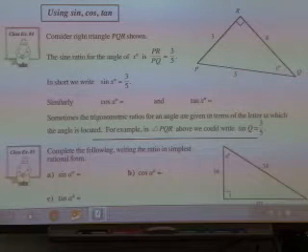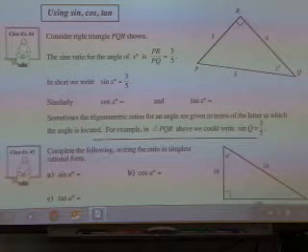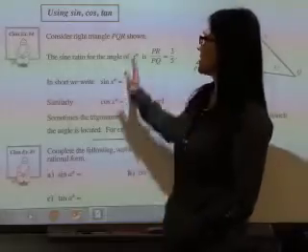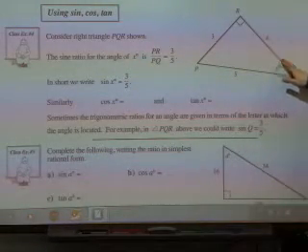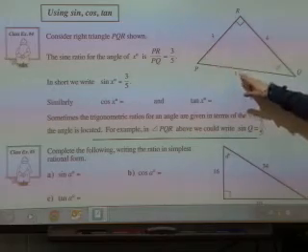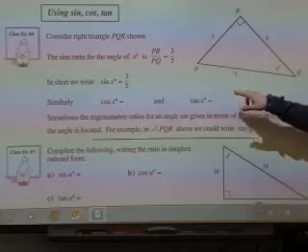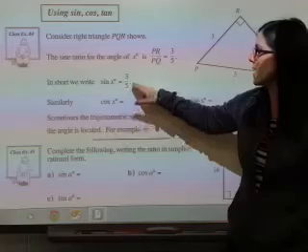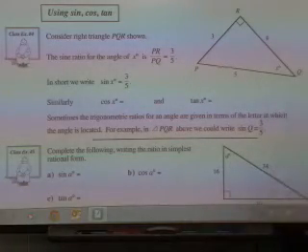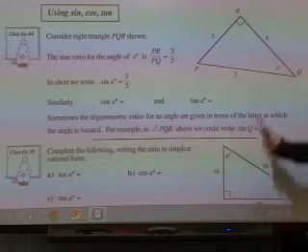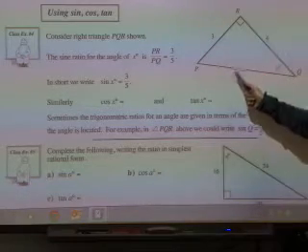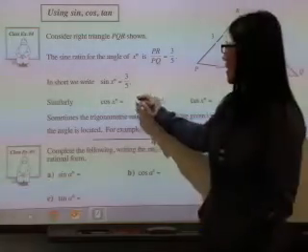So the second part, using sine, cos, and tan. It says, consider this triangle shown. The sine ratio for angle x is opposite over hypotenuse, which is 3/5. So what we can write is we can say that sine x equals 3/5. Cos x would be the adjacent over the hypotenuse, which would be 4/5.